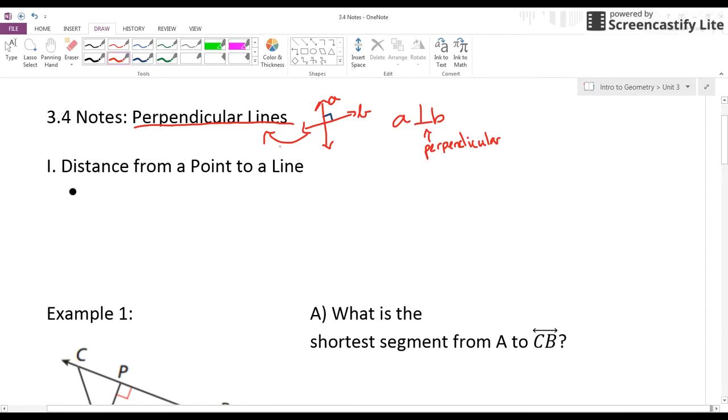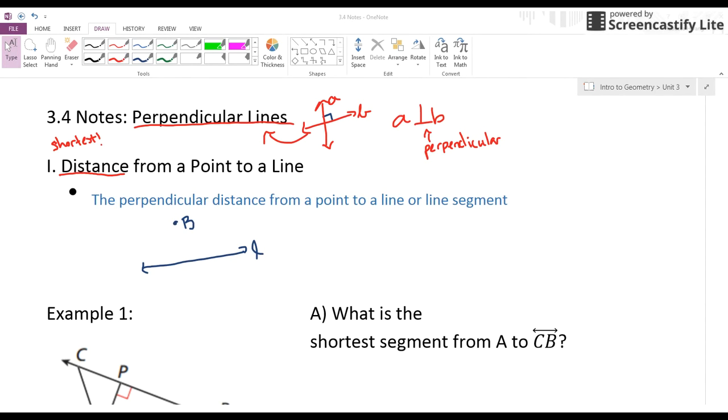But first, let's talk about what we call a distance from a point to a line. There are lots of distances you can calculate from a point to a line, but here we're going to talk about the shortest. So when I'm asking you to find the distance in this section, we're going to be looking at the shortest distance. And that shortest distance is going to be the perpendicular distance from the point to the line or line segment. So let's go ahead and write that down.